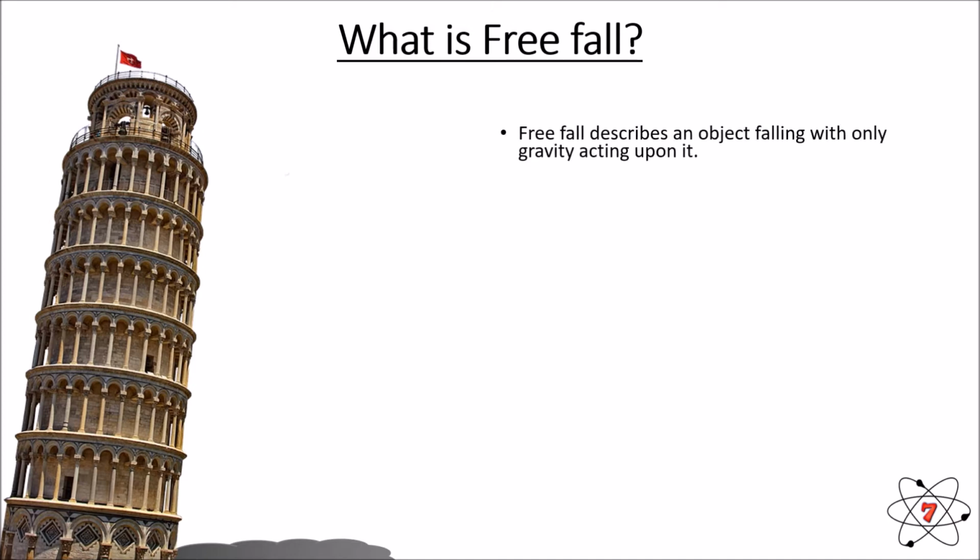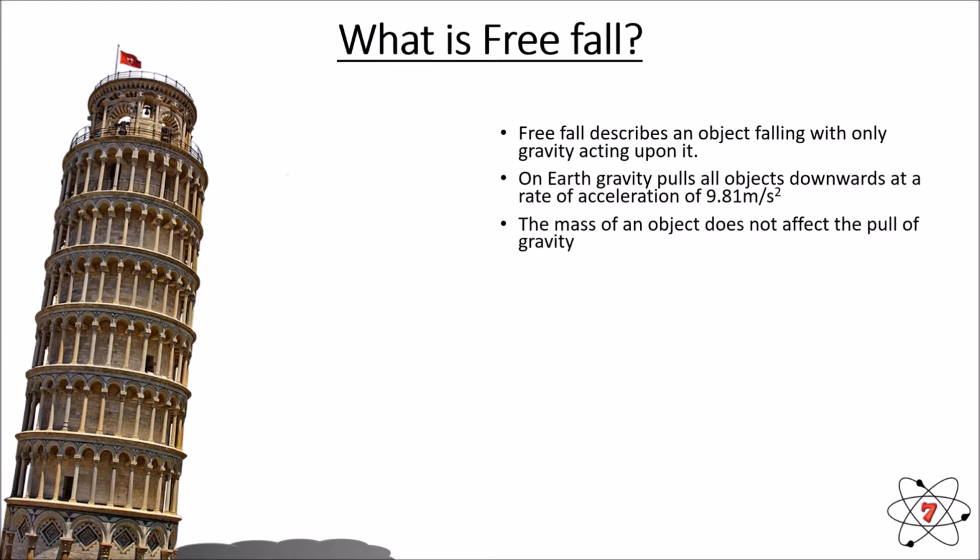And essentially, freefall is a description of any object falling with only gravity acting upon it, or only gravity pulling it down. And on Earth, gravity pulls all objects downwards at a rate of acceleration of 9.81 meters per second squared. So anything falling within the Earth's atmosphere accelerates at a rate of 9.81 meters per second for every second that it is falling.